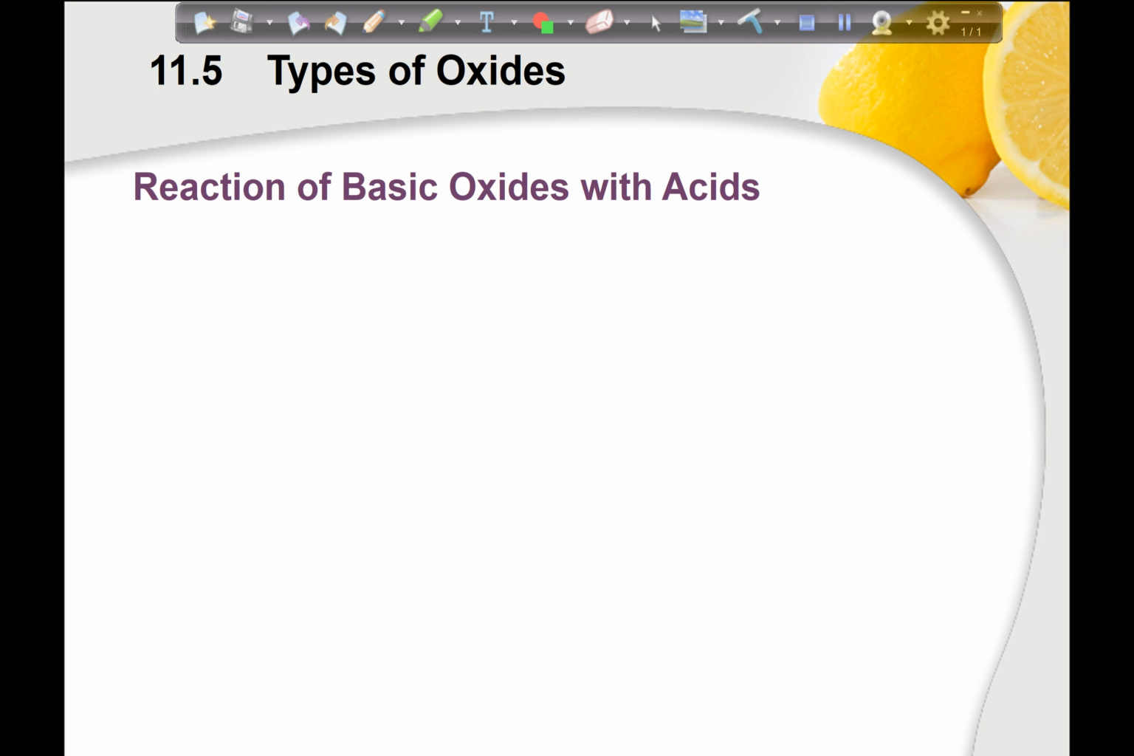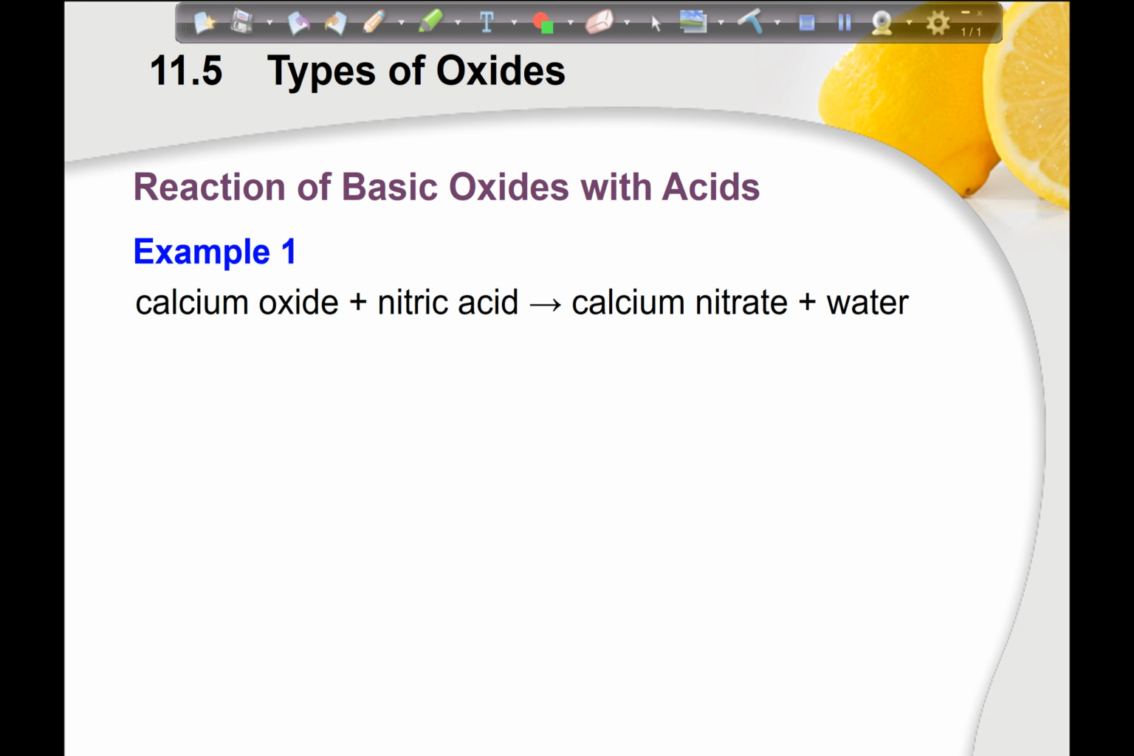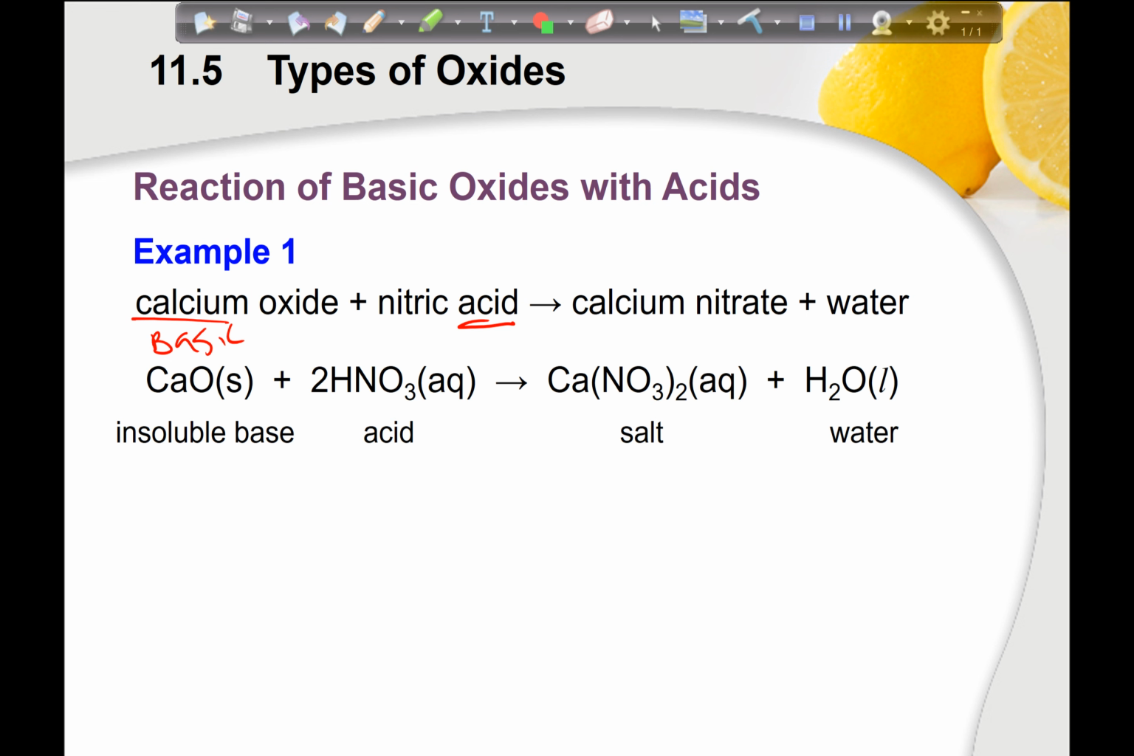Now, some chemical reactions of basic oxide with acid. As you can see, calcium oxide, because it is a metal and it's an oxide, must be a basic oxide. It reacts with nitric acid to give you a salt and water. So again, how do we identify the salt? You know this is a basic oxide, and this is an acid because of the H. You will get a salt and water. H2O is used up, O is used up, so you're only left with calcium and nitrate.